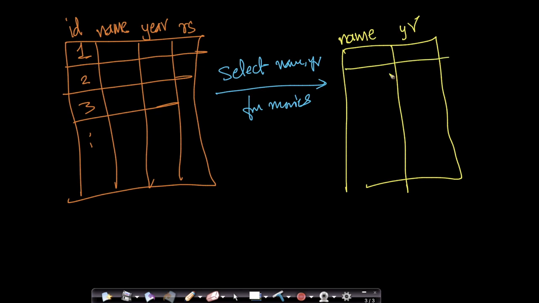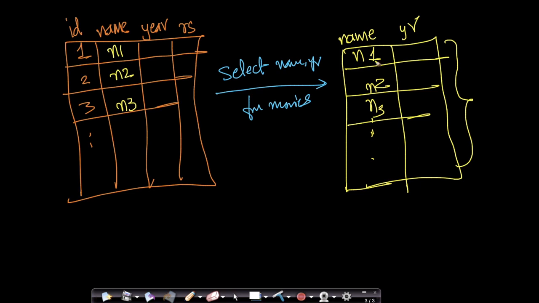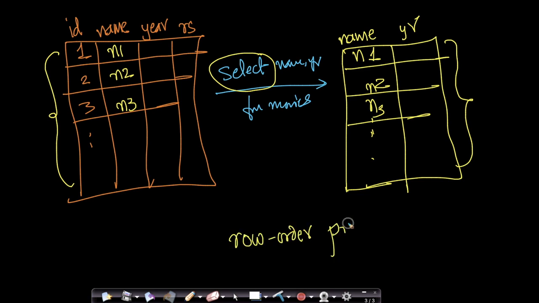The order in which the rows appear here will be the same as the order in which the data is stored in the table. So the first row will be output here, the second row will be output here. Let's say the names are N1, N2, N3, so I'll have name 1, name 2, name 3, and so on. So the order of the rows in the output is the same as the order of the rows in the original table. For these simple select queries, we will look at other select queries where the order will not be preserved. These simple select queries will preserve the row order, so this is called row order preservation.